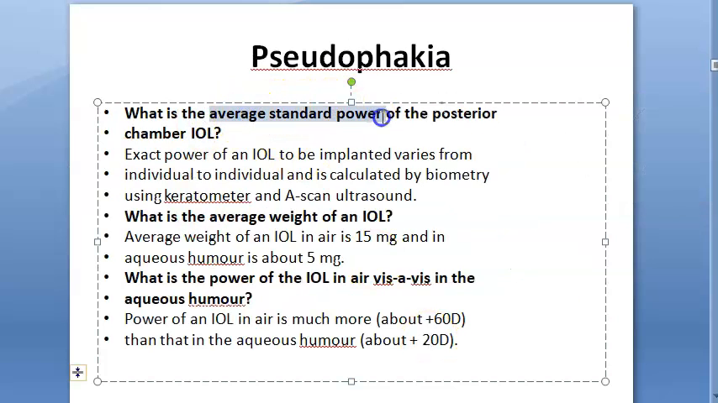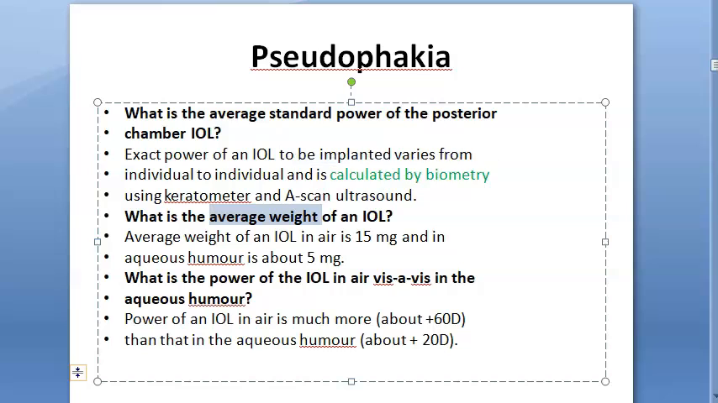What is the average standard power of a posterior chamber IOL? If you are putting the IOL in the place of the crystalline lens, into the capsule of the lens, what is the average standard power? How will you calculate? All that is important. Calculation will come, using biometry and a keratometer. We'll have to calculate this. Just hold on to the calculation part.